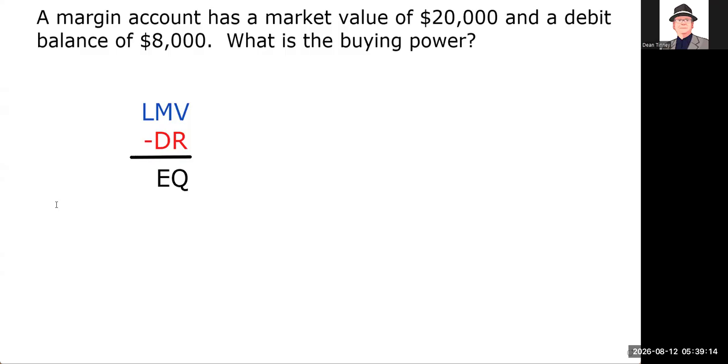So the key on margin questions is to do the setup, right? So 20,000 in market value. We owe the broker dealer the mortgage. Debit register: what you owe the broker dealer, $8,000. So the equity in the account is 12,000. That could have actually been the question, but you definitely should know the classical margin equation.